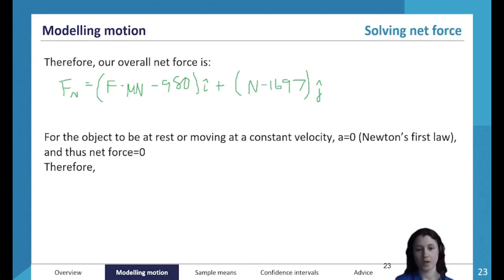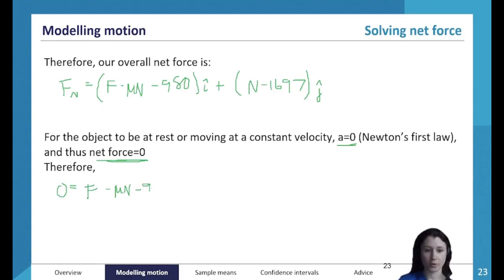Now, remember what we were talking about before, for the object to be at rest or moving at a constant velocity, the acceleration equals 0, and thus the net force equals 0. So that's what we were talking about when we first looked at the question. So we know that the net force has to be 0. All we need to do from here then is to let both of these i and j components equal 0. And we can do these separately, remember? You can always separate those i and j components, which usually makes things quite a bit simpler.